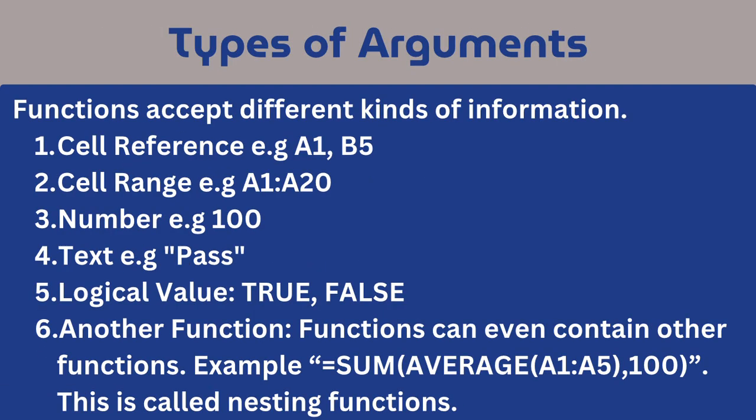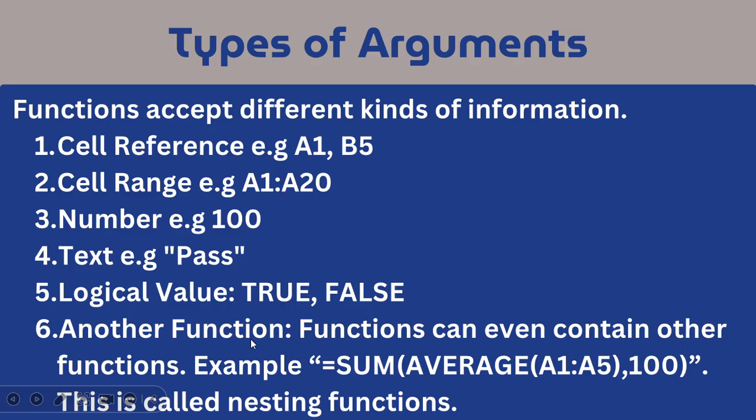So, types of arguments. A function accepts different kinds of information. Number one, cell reference is a type of argument, that is A1, B5. You can pick a particular cell reference. Number two is cell range, maybe A1 to A20. That's another type of argument that you can input. Number three is number, e.g. 100. 100 can be an argument. Text, like pass, is also an argument. Then logical values, TRUE and FALSE, are also arguments.